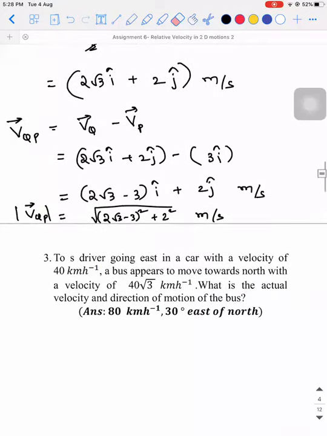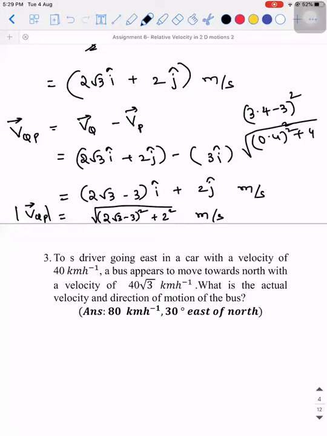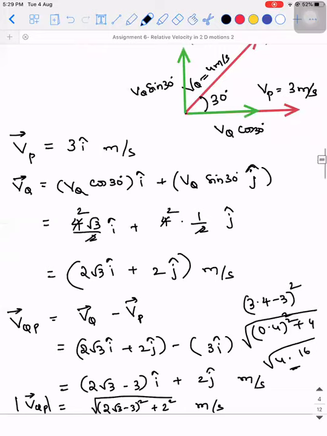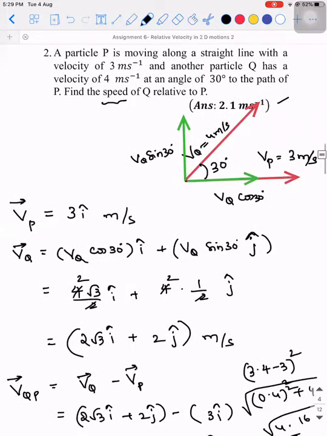Listen. See, 2 into root 3 is there. Root 3 is 1.7, am I right? So 2 into 1.7 is how much? 3.4. So 3.4 minus 3 is 0.4, the whole square, plus 2 square, that will be 4. So square root of, how much will you get? 4.16 is what you're going to get. How will you get root 7? So square root of 4.16 is 2 point something. Are you guys able to understand?